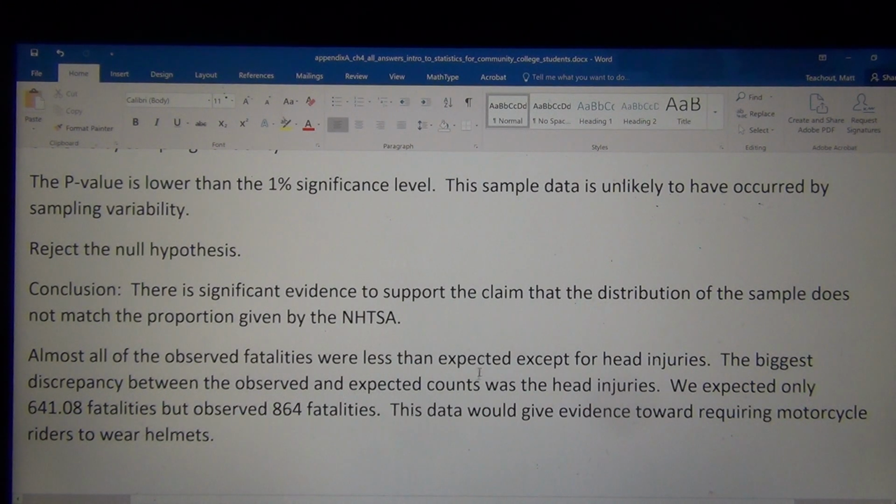I would make a side remark that if you looked at the data, the one glaring one was the number of fatalities for head injuries was way more than we expected. Again, they said this came from motorcycle riders not wearing helmets. So this probably would give some evidence towards requiring motorcycle riders to wear helmets. We only expected to get 641 deaths based on the injuries, and yet we got 864. So again, it seems like motorcycle riders definitely need to wear their helmets.